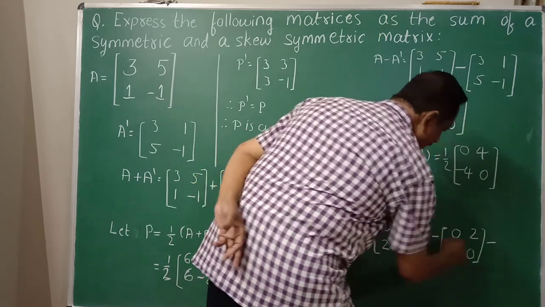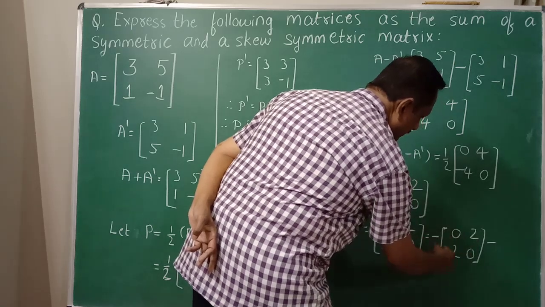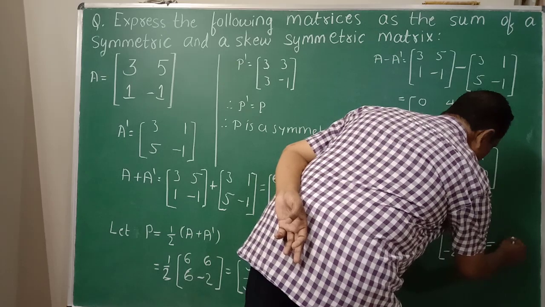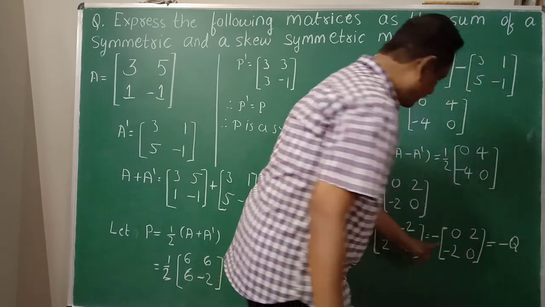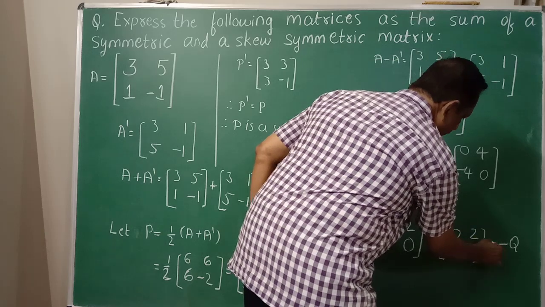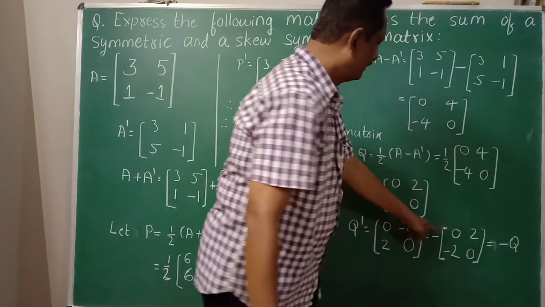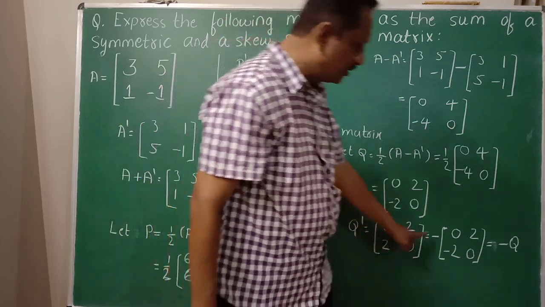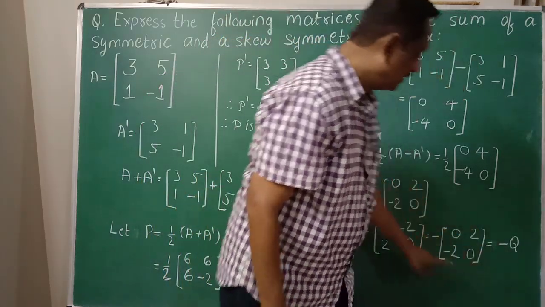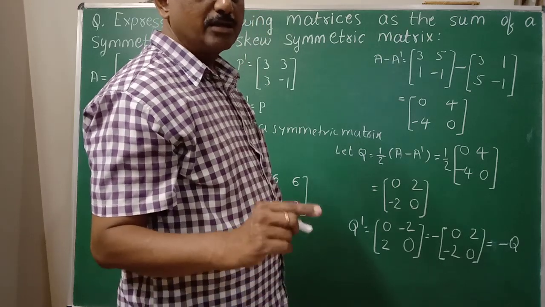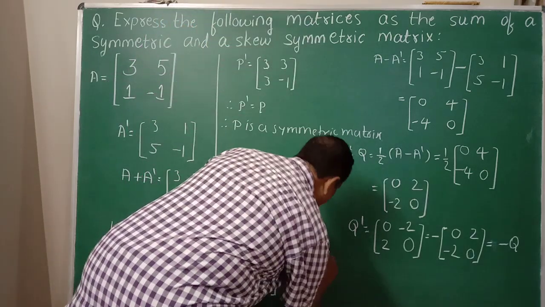Therefore, outside minus is there. And here, what is this? This is a matrix Q. So this is equal to minus of Q. Okay, minus as it is here. Then here this is a matrix Q, this is a matrix Q. Hence Q dash is equal to minus Q. If Q dash is equal to minus Q, then obviously Q is a skew symmetric matrix.